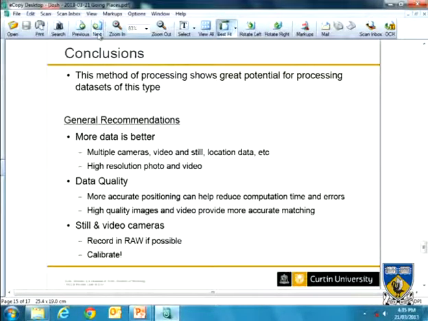So in general, when you're looking at these data sets, if you're aiming to collect them in the future, more data is better. You can always throw it away, but it's very, very hard to get it back if you never collected it in the first place. Likewise, data quality is the same as more data is better. Do it well, do it right, and then you can use it very easily.